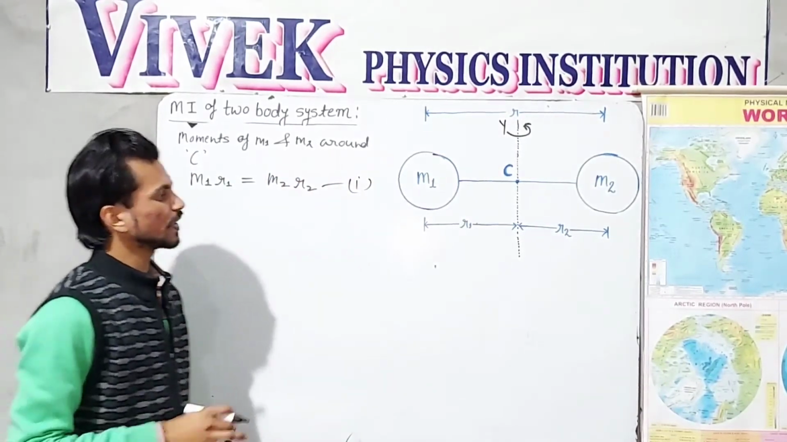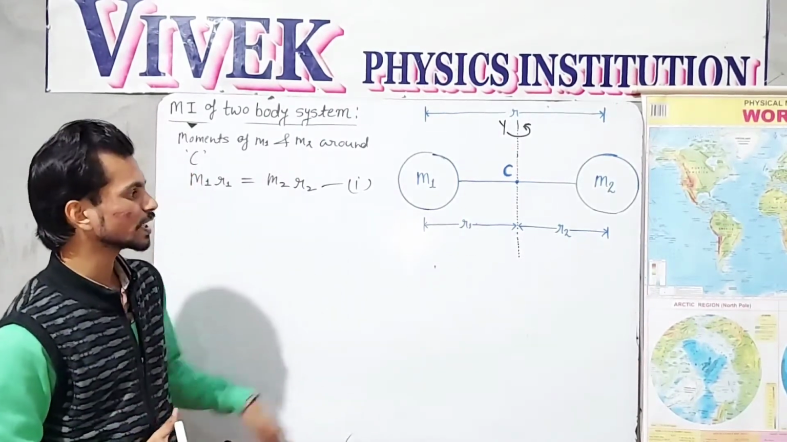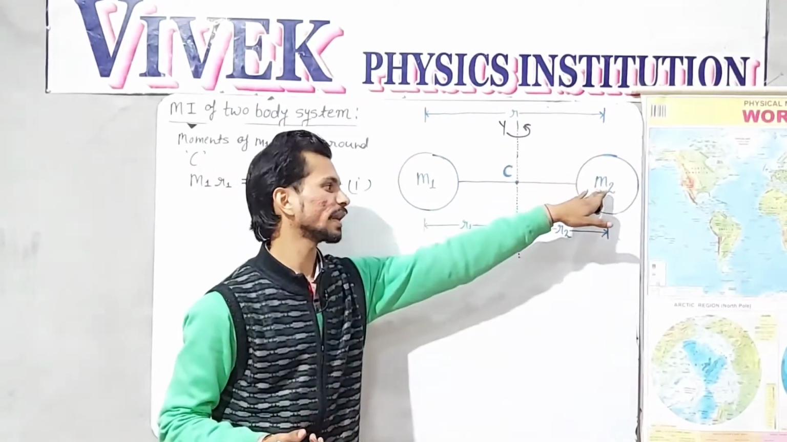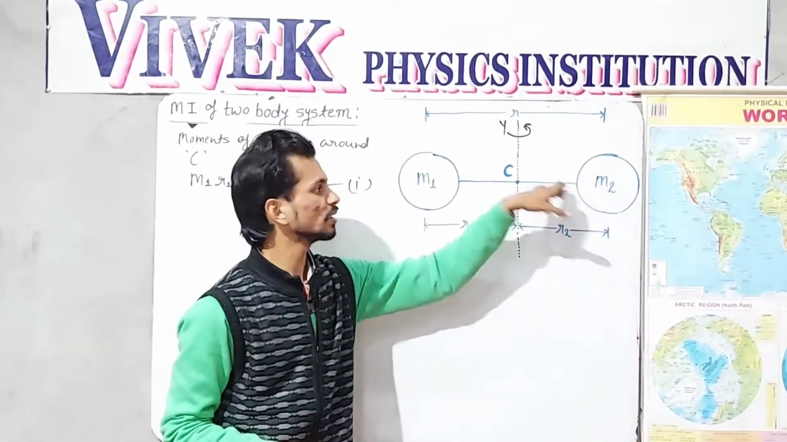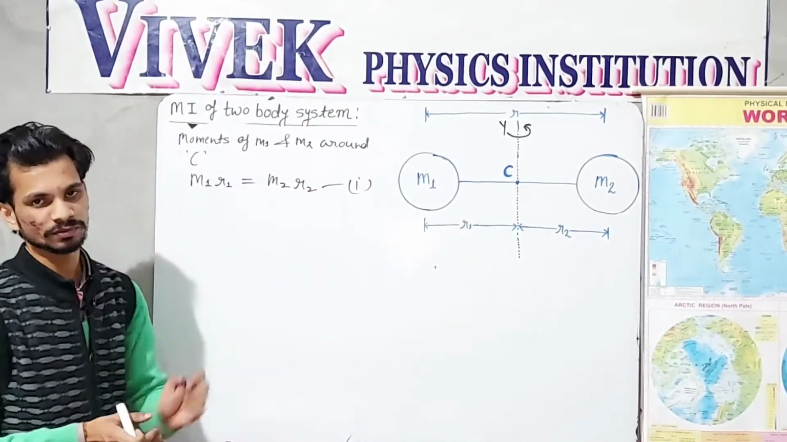We have to find the moment of inertia of this two body system. First of all, we will find the moment of inertia of M1 around this C, and after that we will find the moment of inertia of M2 around C, and after that we will add them up in order to find the complete moment of inertia.